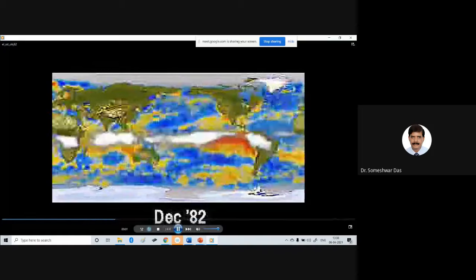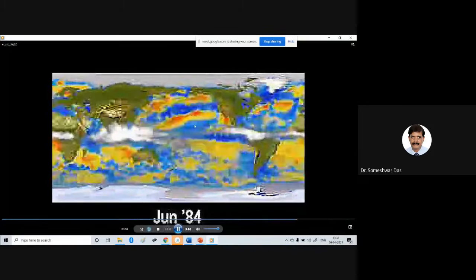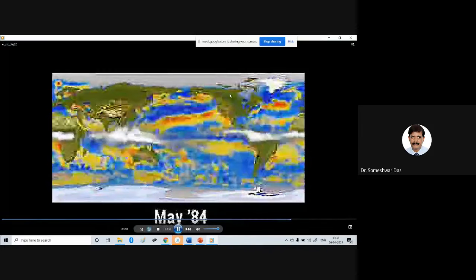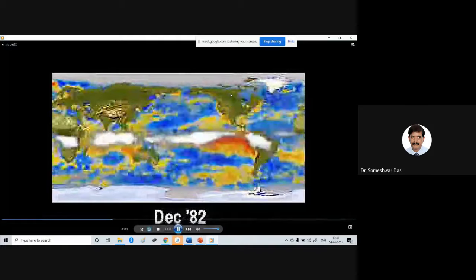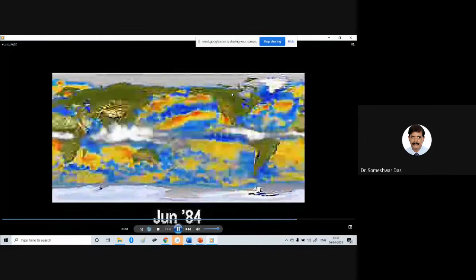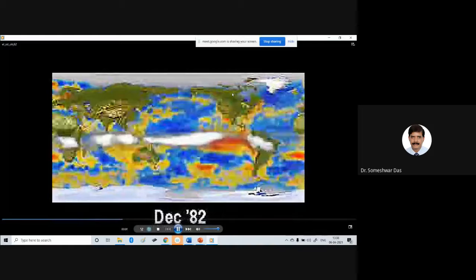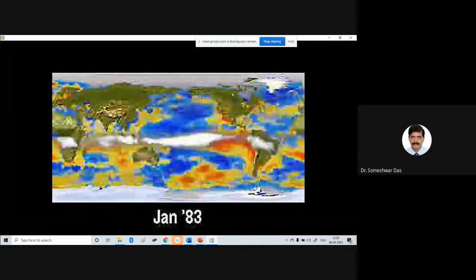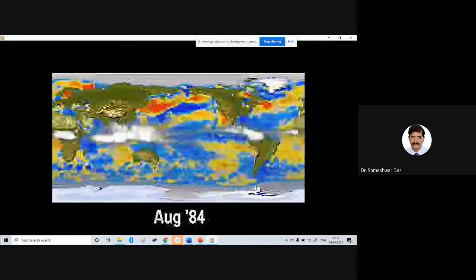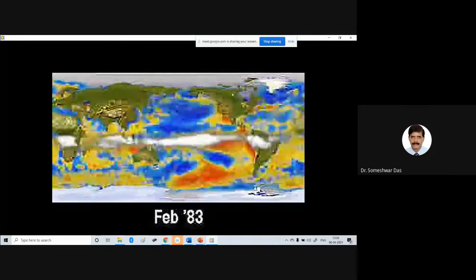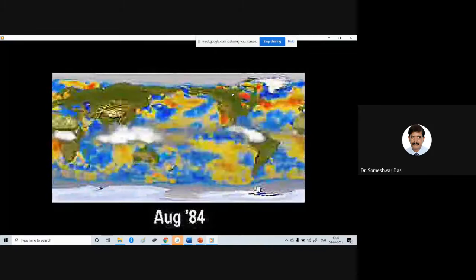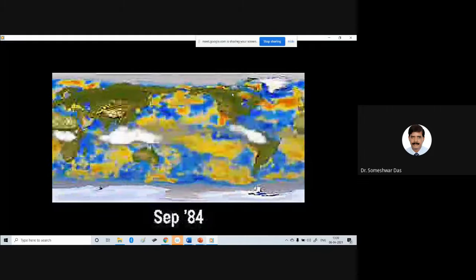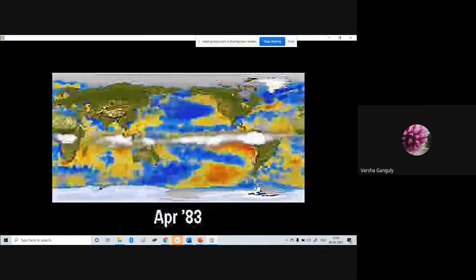You can see the evolution of the month and year here, and how it is changing with time. This is OLR, mind you, not the SST. Do you know what the relation is between the OLR and the convection? Any idea? Everybody is silent. No? Okay.